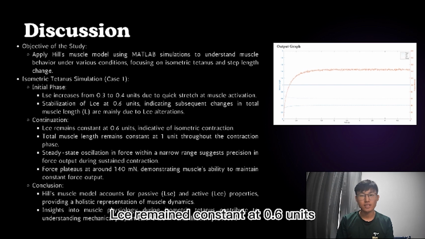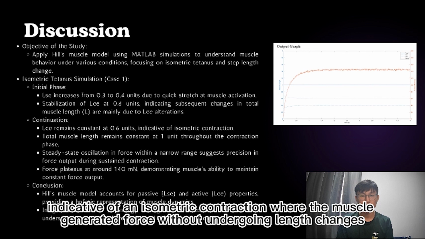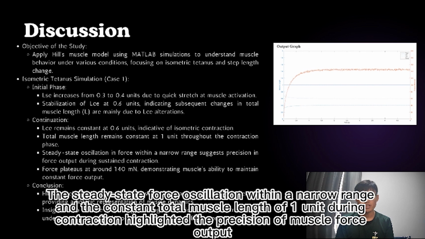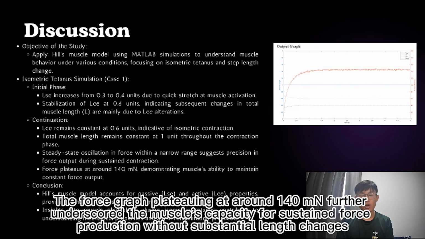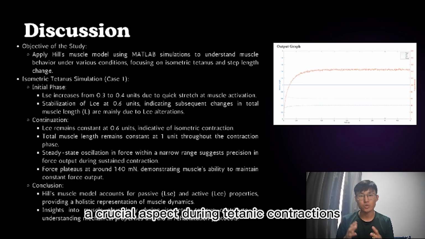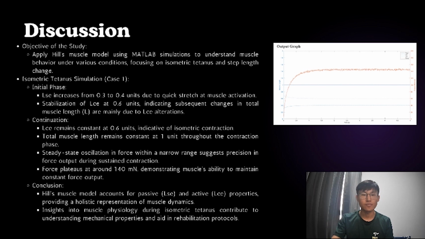As the simulation progressed, LCE remained constant at 0.6 units, indicating an isometric contraction where the muscle generated force without undergoing length changes. The steady-state force oscillation within a narrow range and constant total muscle length of 1 unit during contraction highlighted the precision of muscle force output. The force graph plateauing at around 140 mN further underscored the muscle's capability for sustained force production without substantial length changes, a crucial aspect during tetanic contractions.